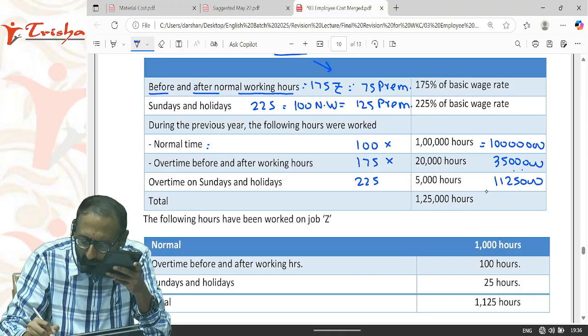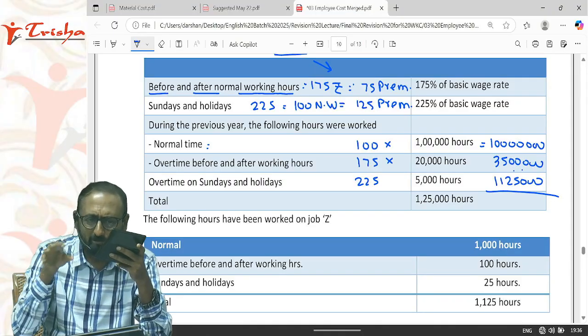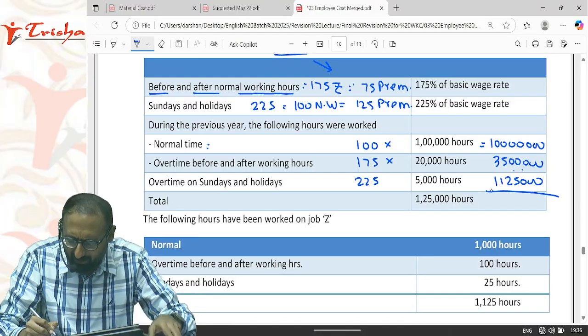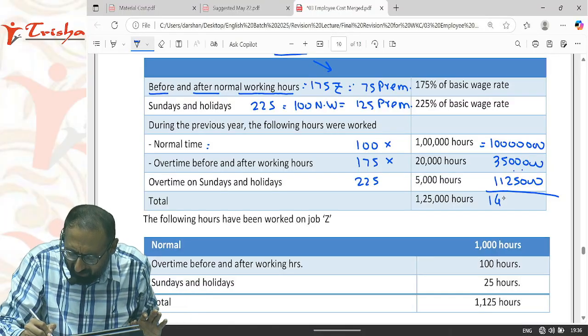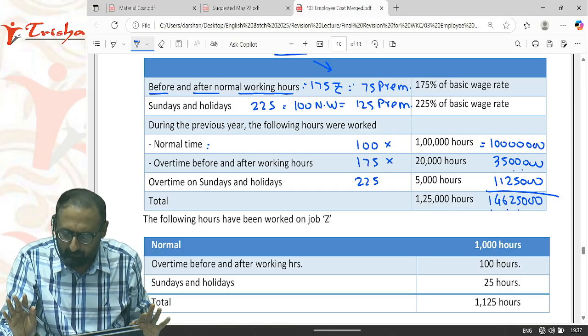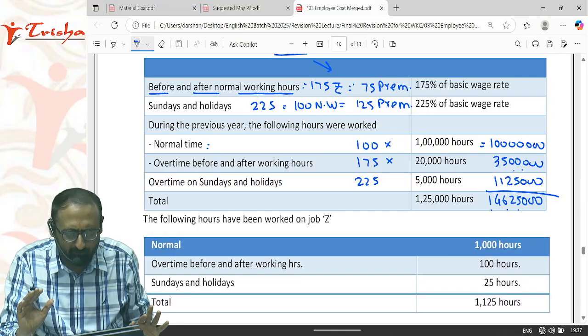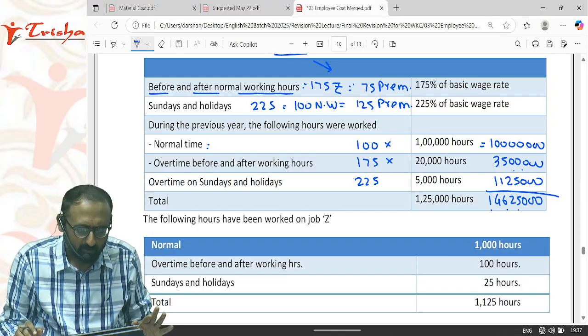Tell me how much will be the total wages paid last year. Is it 1 crore 46 lakhs 25,000? Correct me if I am wrong. 35, 46, 25. Correct, sir. Next one.